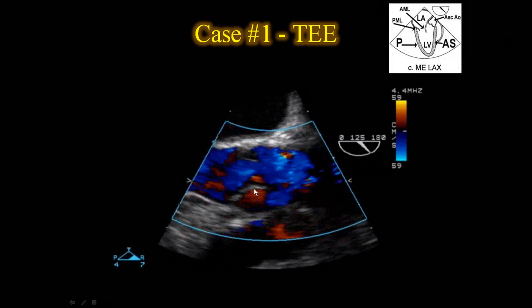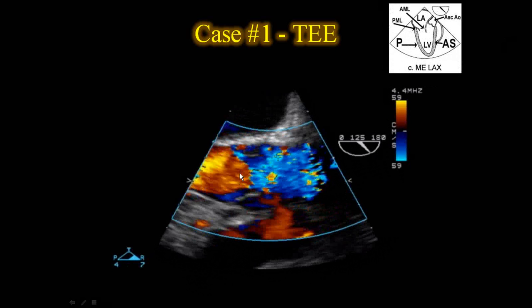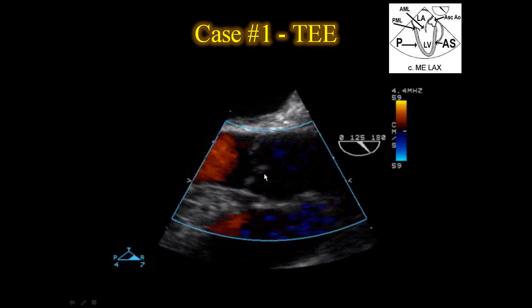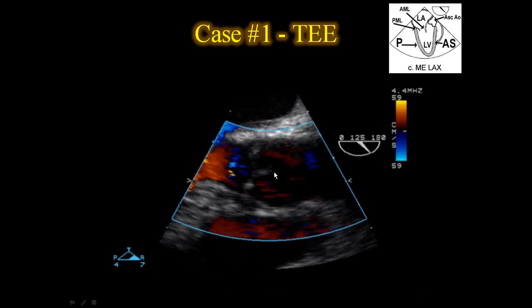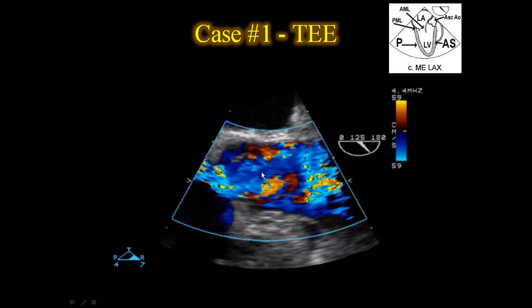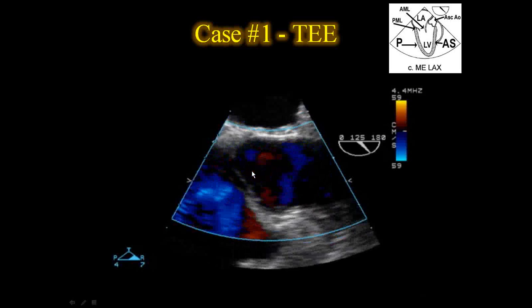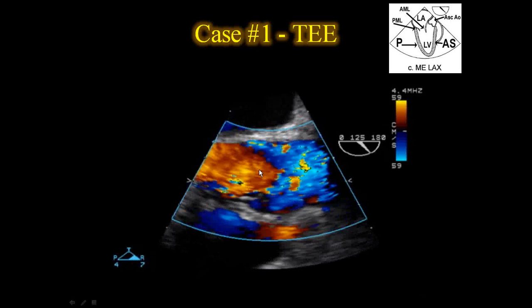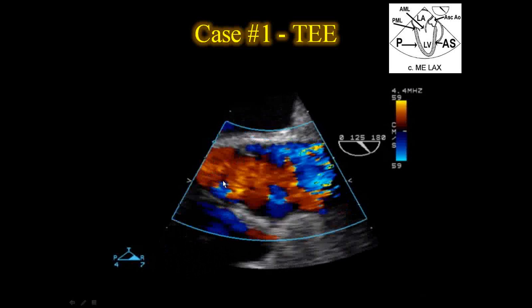In the long axis with color, we can see that there's also no evidence of aortic insufficiency. Heart seems a little hyperdynamic, but certainly no evidence of aortic insufficiency during diastole. We'd see color going backwards here when the aortic valve closed.